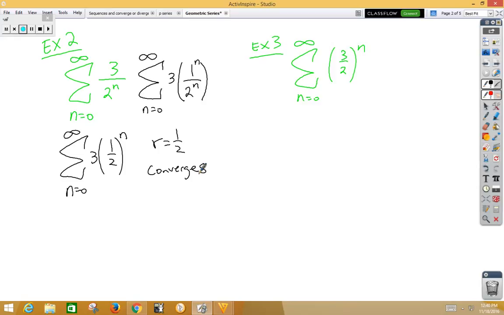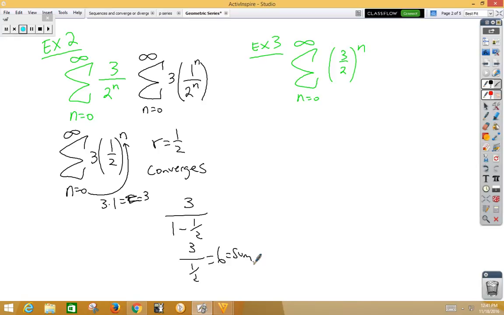So let's plug in the first term. If we plug in the 0, anything to the 0 power is 1. So we have 3 times 1 is 3, which is our first term. So we have 3 over 1 minus 1/2. That would be 3 over 1/2, which would be 6 as our sum.